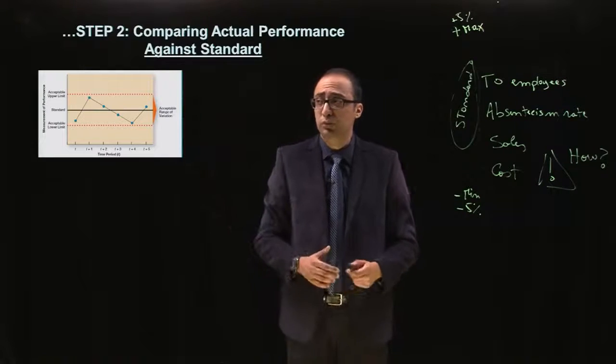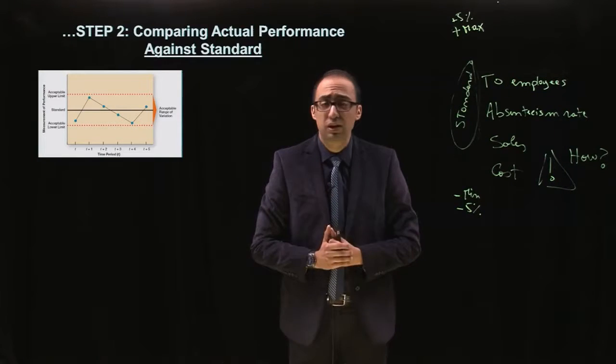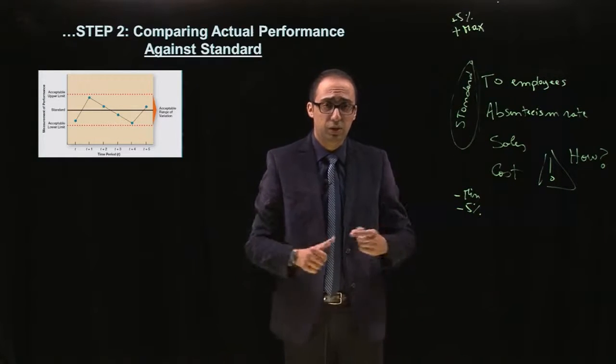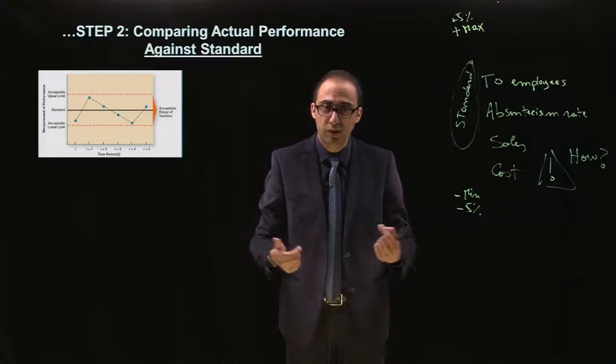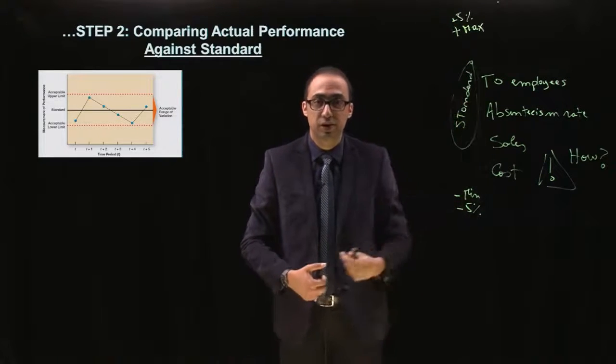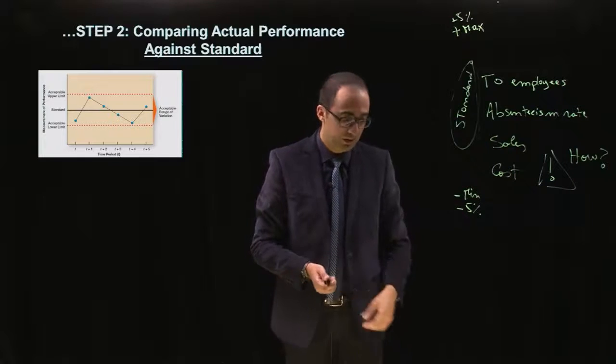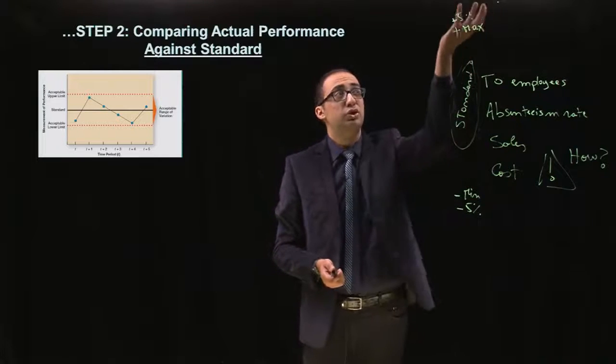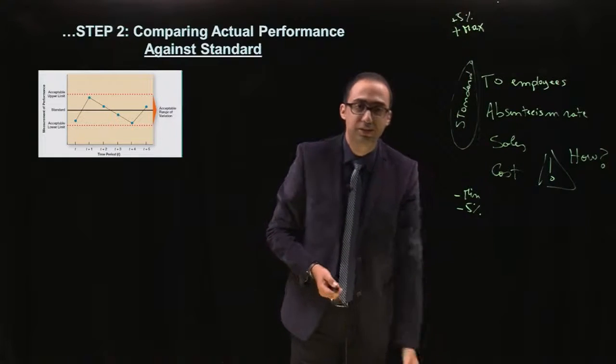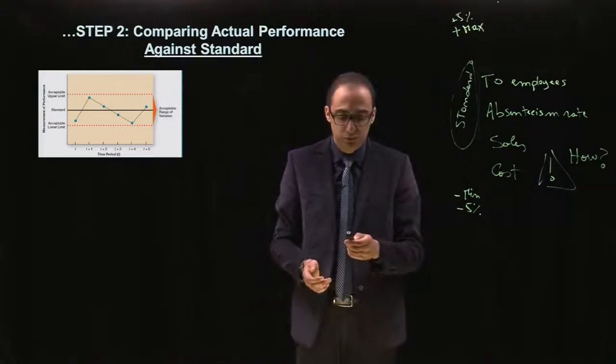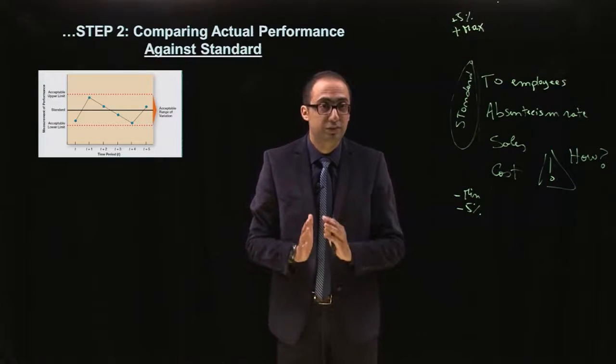So this is what you do when you compare your actual performance against the standard. Excellent. If we achieve our target, we're fine. If we are still within the limits, it's perfect. But what about being too much higher or lower than these limits? What should we do? Of course, we should take corrective actions.